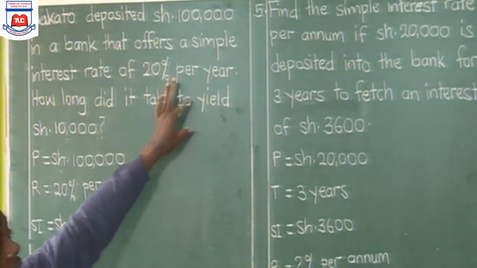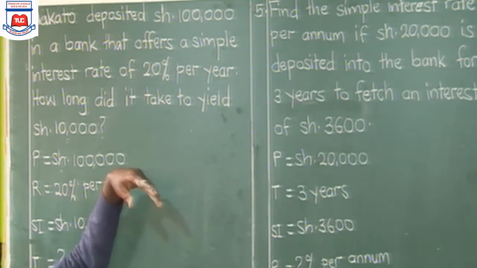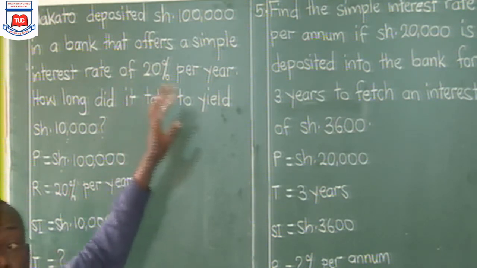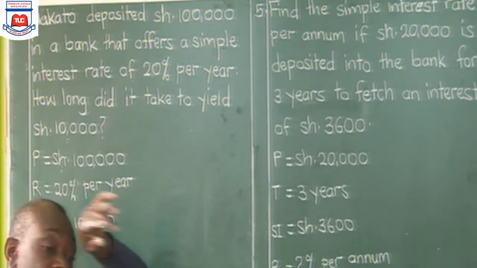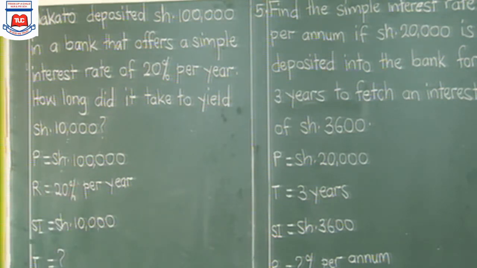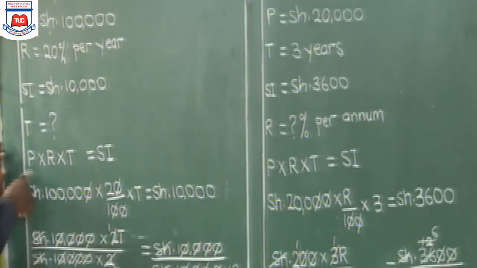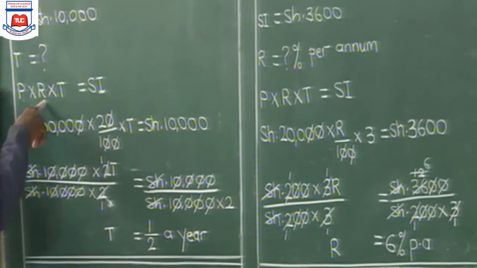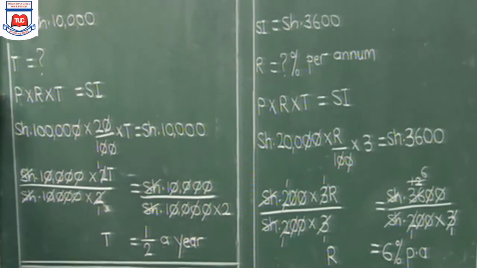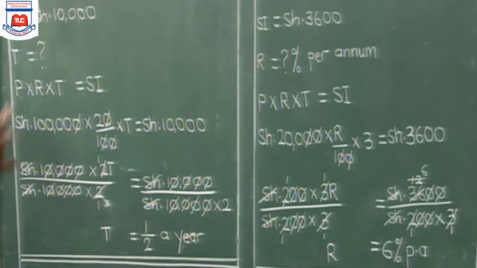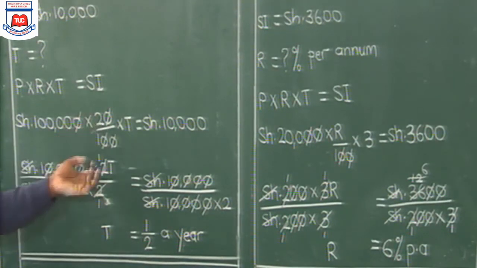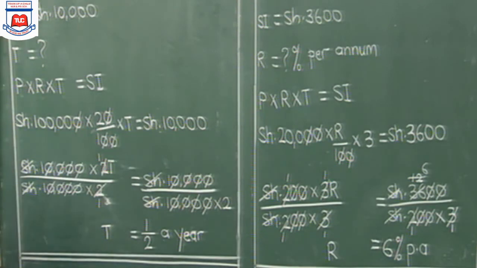to yield 10,000 shillings. I said whenever you see to yield, it is like an added amount onto what somebody had. Therefore, what is added later is called simple interest. So simple interest is 10,000 shillings. Like I said, time is requested here. Now, you work within the formula of finding the simple interest to find the time, like we did for principal. You state that principal times rate times time is equal to simple interest. Substitute. You say 100,000 shillings times 20 out of 100 times time equals 10,000 shillings.